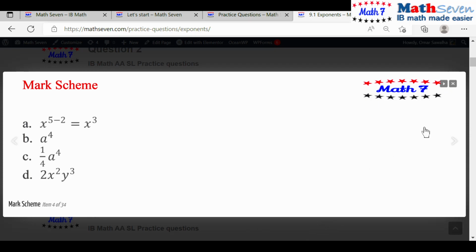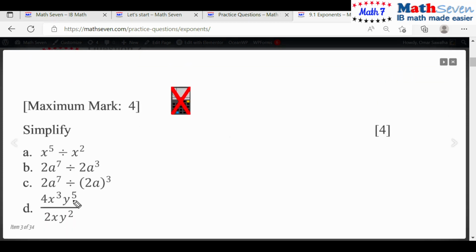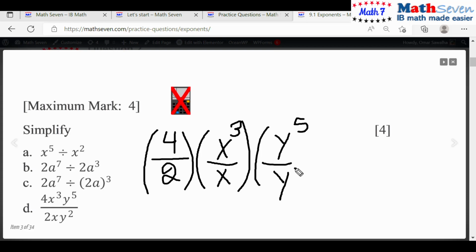So part C goes like this. This is our question. First of all, I separate the numbers alone and the variables alone. Please listen carefully. So these are the numbers. This is x to the power of 3. You do this in a separate bracket. See? x by itself. And this is y to the power of 5 over y squared. This is how you do this.